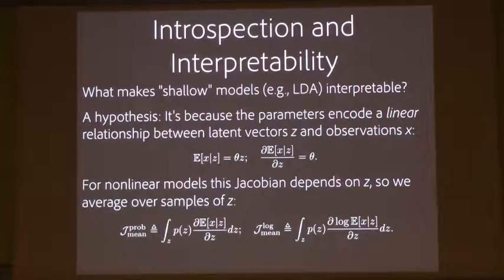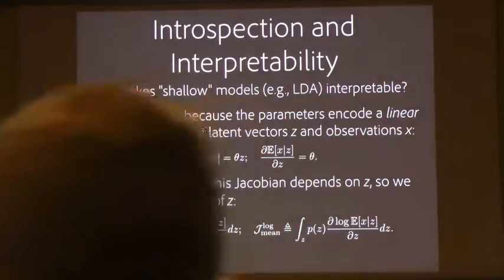There's one little wrinkle, which is that for nonlinear models like DLGMs, this Jacobian depends on Z. And so rather than just being able to take it once, we have to average over samples of Z if we want a summary of the whole data set. We played around a little bit with whether maybe the probabilities themselves are the right thing to work with, or maybe the log probabilities. It depends a little bit on the application, but that's the basic idea.